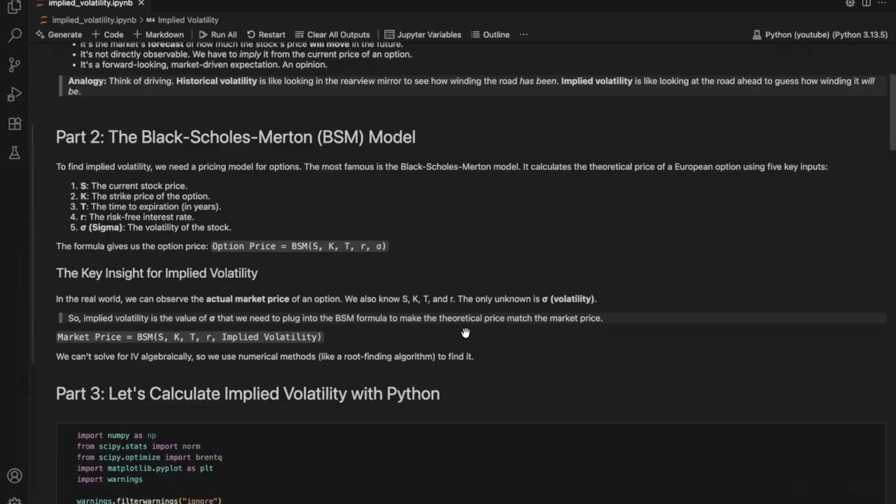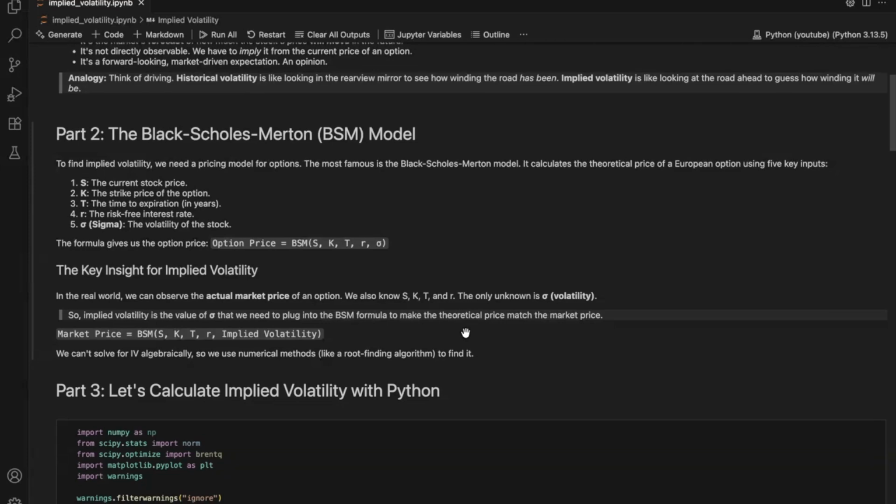We use the famous Black-Scholes-Merton formula. This model gives us the theoretical price of an option using 5 inputs: the stock price, the strike price, time to expiration, the risk-free rate, and finally sigma, which stands for the volatility. Now, here is the key insight. In the real world, we can see the option's actual market price on a screen. We know all the other inputs except for one, the volatility. So implied volatility is simply the value of sigma we need to plug into the Black-Scholes formula to make its output match the option's market price. We are solving the equation backward.